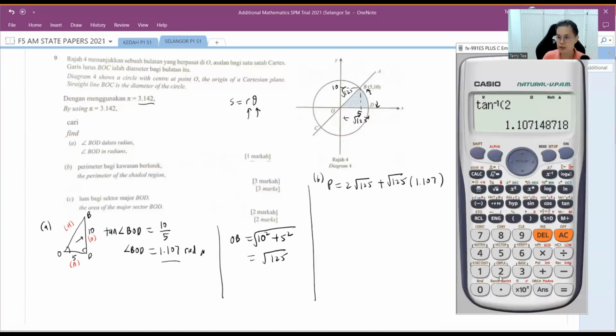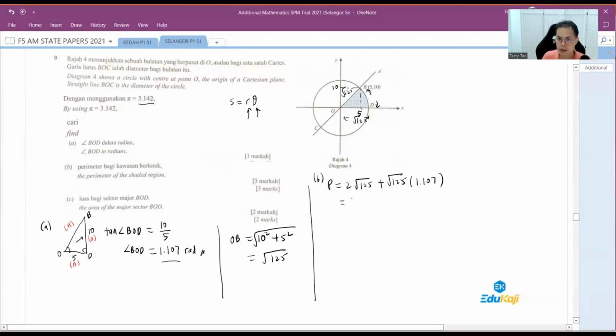Let's just put them together. 2 square root 125 plus square root 125, multiply by 1.107. There you go, 34.74. If you want to give more decimal points, not a problem, 34.737. But for significant figures, 34.74 is good enough. Okay. All right. C, area of the major sector.